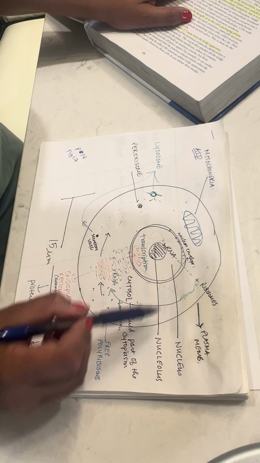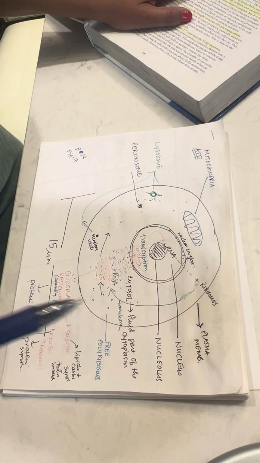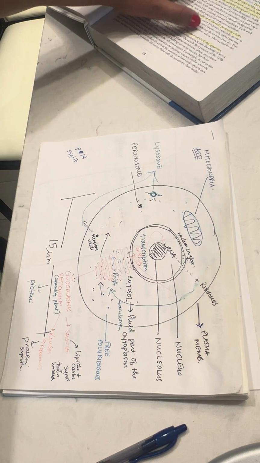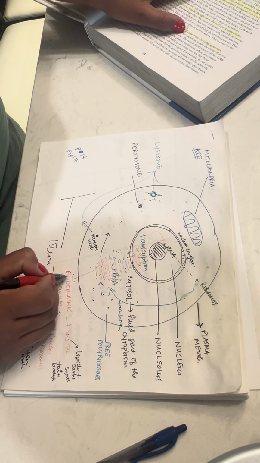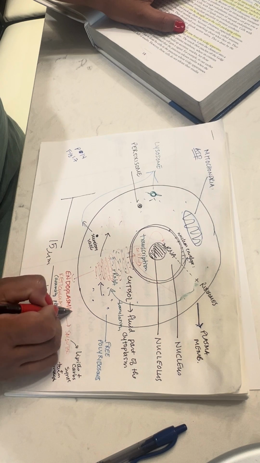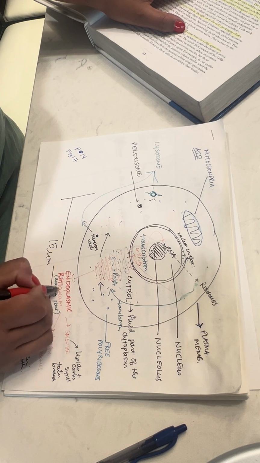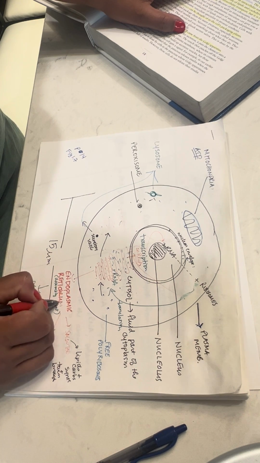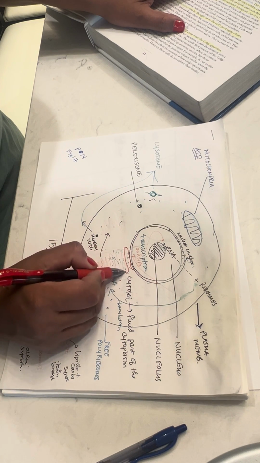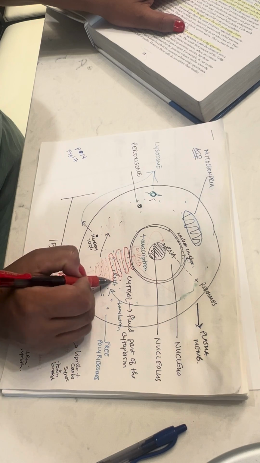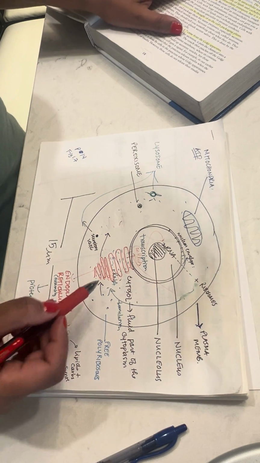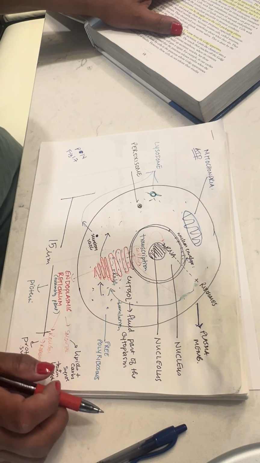Now, if you look here, where do we have this? Oh, yeah, I labeled it here. I'm gonna make it darker so you can see it. This is the endoplasmic reticulum. Okay, hopefully this brightens it up. Okay, that's how you draw the endoplasmic reticulum.